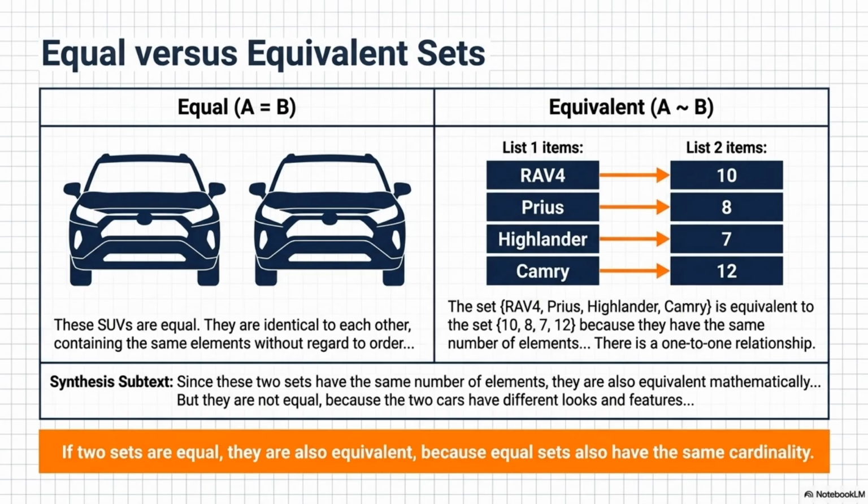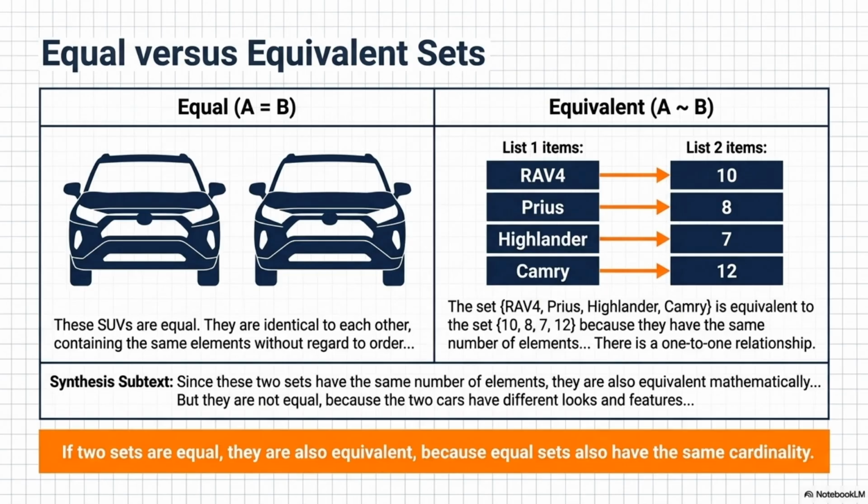You nailed it. And the textbook scales this up to a dealership inventory to demonstrate equivalence. Oh, sticking with the cars, I like it. Imagine the lot has 10 RAV4s, 8 Priuses, 7 Highlanders, and 12 Camrys. Okay, so we have 4 types of vehicle models. Right, so if we create a set of the vehicle types, the set is RAV4, Prius, Highlander, Camry. The cardinality is 4. Now, create a separate set of the quantities in inventory, 10, 8, 7, and 12. The cardinality of that set is also 4.